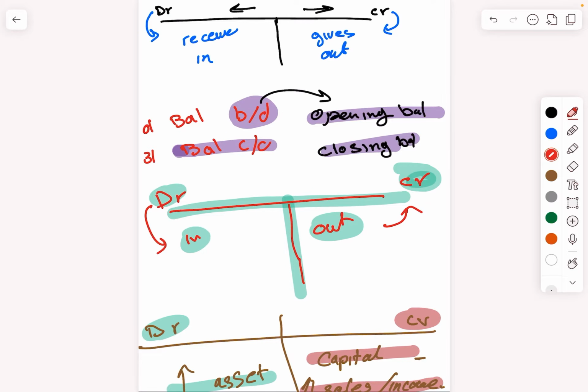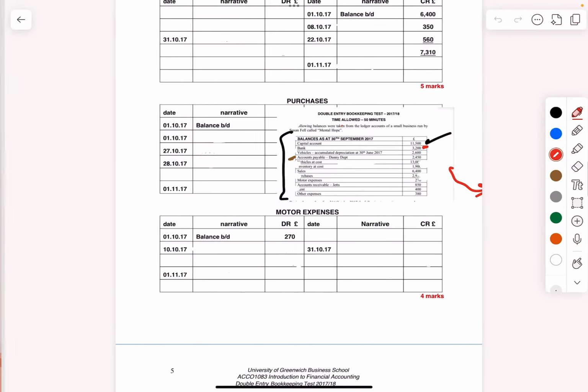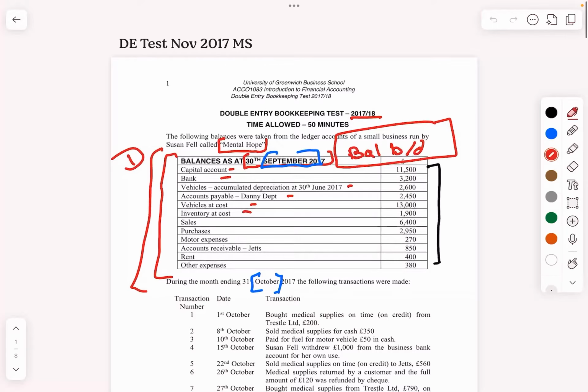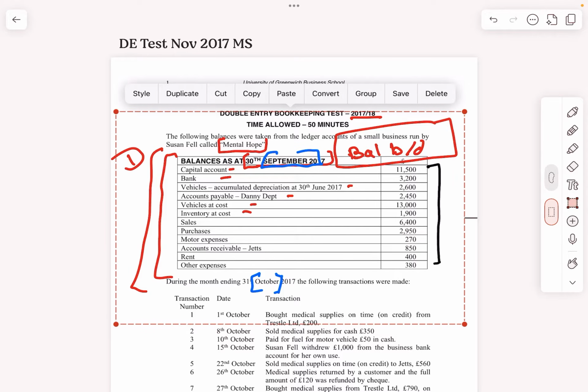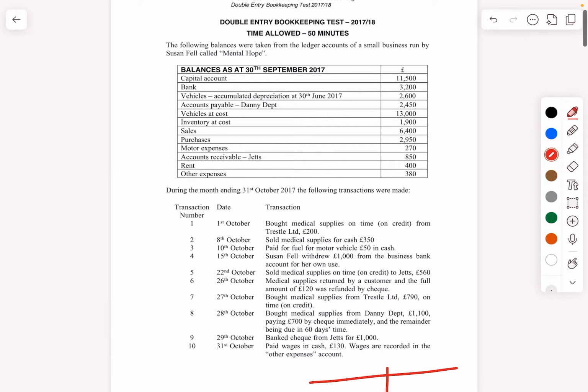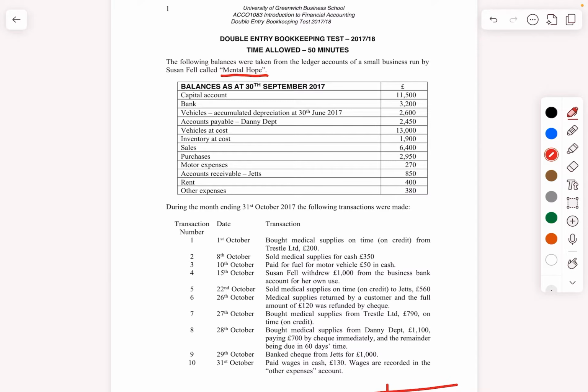So let's see some examples. Okay, we have this past paper from 2017-2018. We have this company called Mental Hope, and they gave us the trial balance, which was at 30 September. This is the previous month.